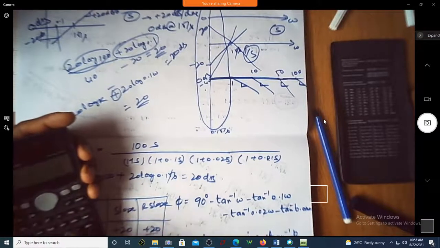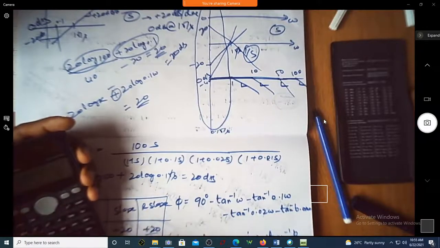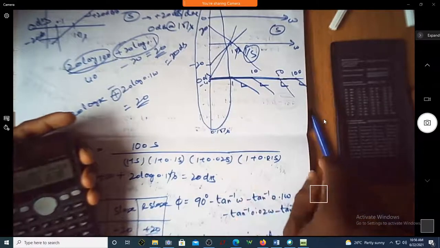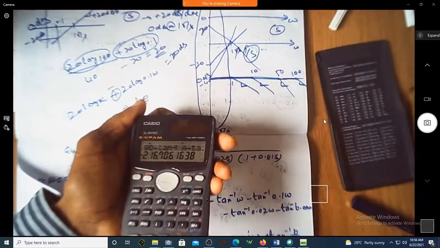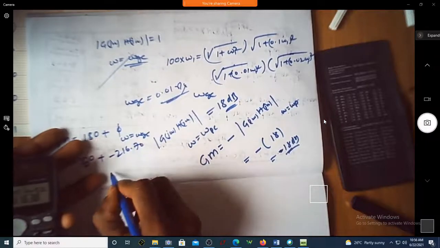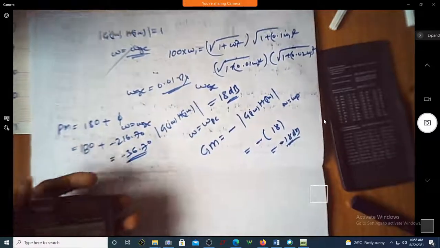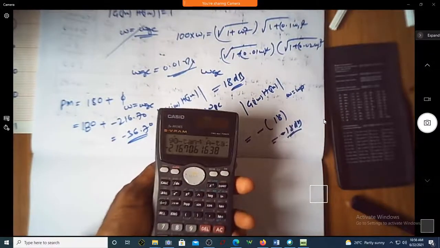90 minus tan inverse of alpha a, minus tan inverse of 0.1 alpha a, minus tan inverse of 0.01 alpha a, minus tan inverse of 0.02 alpha a, cal 160. Is it not minus 216 degrees? See here. Is it not now minus 36.7 degrees? It is minus 216, no?